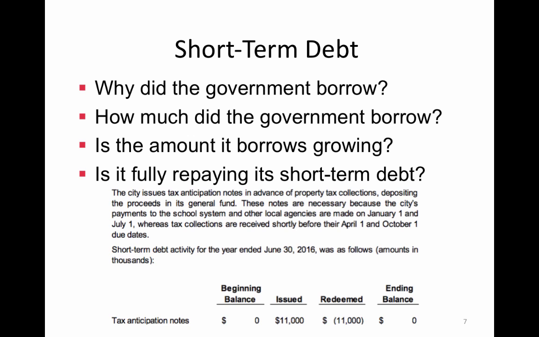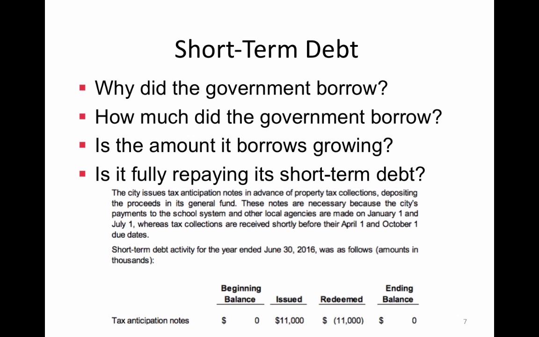You also want to make sure: is it fully repaying its short-term debt? In a lot of places, New York State, for example, if a government borrows short-term, it's required to fully repay it before the end of the year. It's not allowed to carry short-term debt from one fiscal year to the next, and that's a direct result of the New York City fiscal crisis in 1975, where they were borrowing short-term in increasing amounts and essentially rolling over a large and growing operating deficit from year to year.